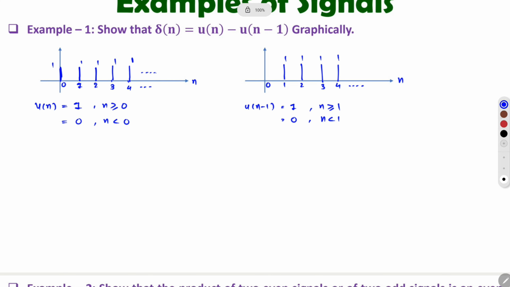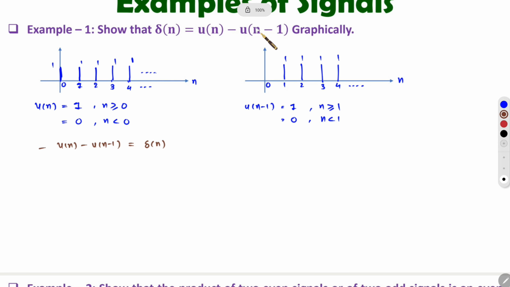So if you calculate u of n minus u of n minus 1, we need to do this minus this. Here all these samples get cancelled. Only the sample at n equals 0 remains, which is 1. That means it is the impulse signal at n equals 0. So that is how one can prove that delta of n equals u of n minus u of n minus 1, and that is true for discrete signals only.